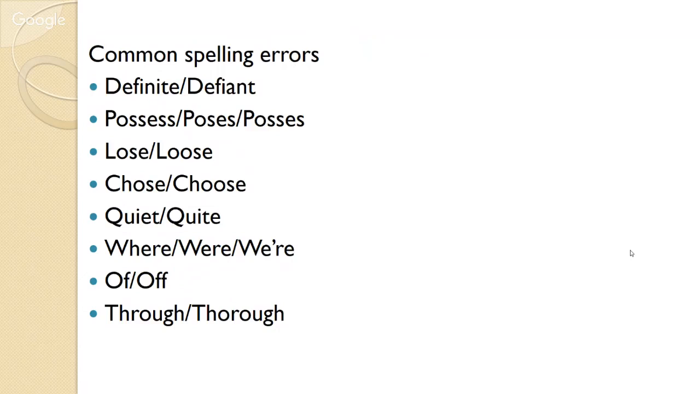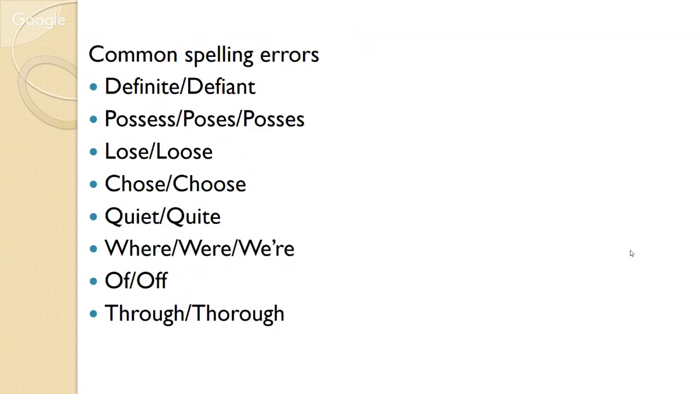And when it comes to spelling errors, there's really no easy way to do it. You just have to know what words give you trouble and watch out for those. So if you're using a word that has double letters, take a little extra time and make sure that you've spelled that correctly. Quiet and quite, another common error, and this one makes sense. It's just a simple transposition of the last two letters.